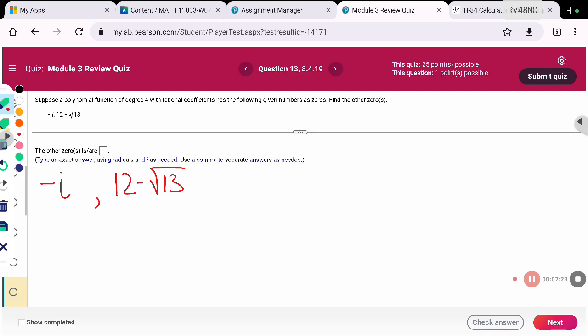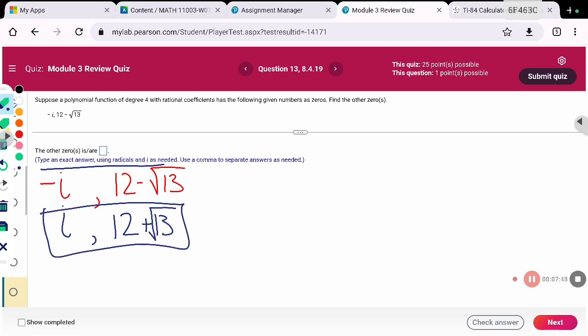What that means is if negative i is a zero, then so is positive i. If 12 minus the square root of 13 is a zero, then so is 12 plus the square root of 13. So your answers are those two missing zeros.